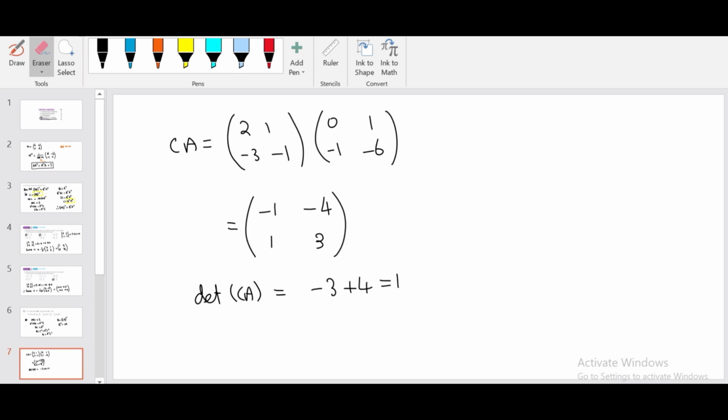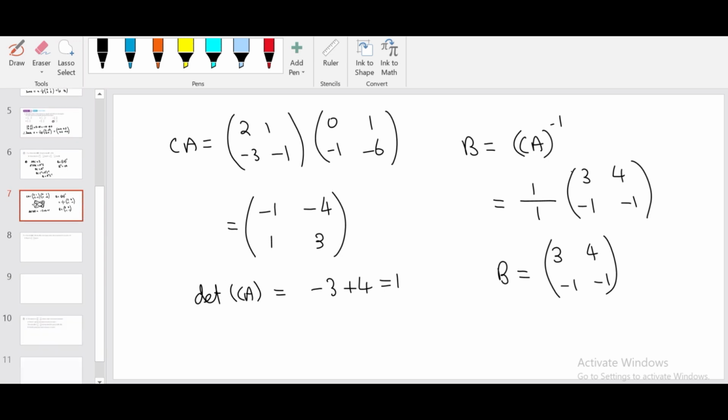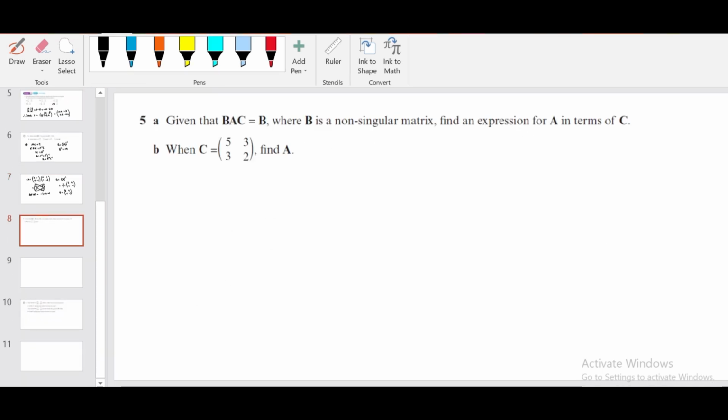So you can write B is equal to CA inverse. That's what we proved in part A. So 1 over the determinant value times, take CA, swap the main diagonal elements, and then change the sign of the other two elements. So B is equal to 3, 4, minus 1, minus 1. Understand? Okay, let's look at question number 5, part A.